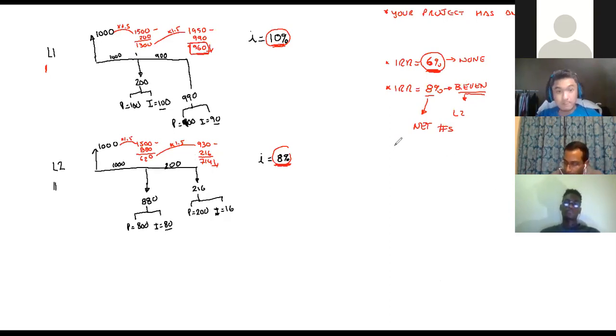Now, the question is, what happens if you have a different rate? For example, if you have a 10%, or if you have a 12%. So now, not necessarily having a 10% implies that I will select this 10%. I will show you in a minute.